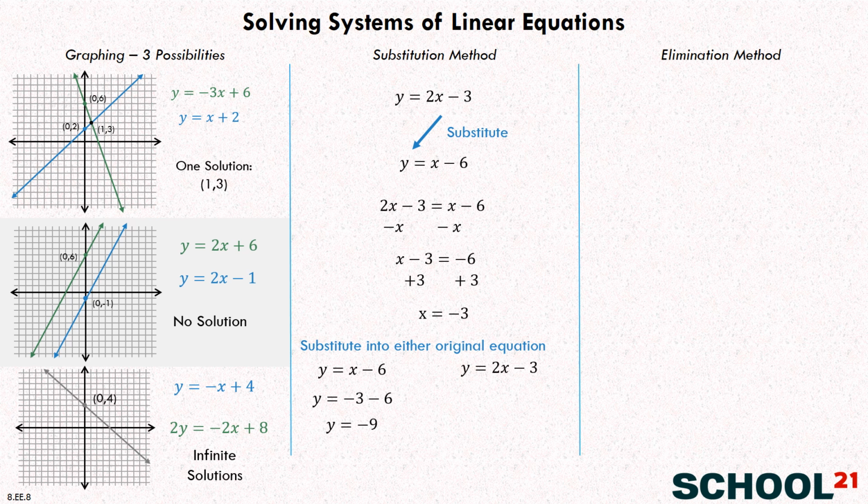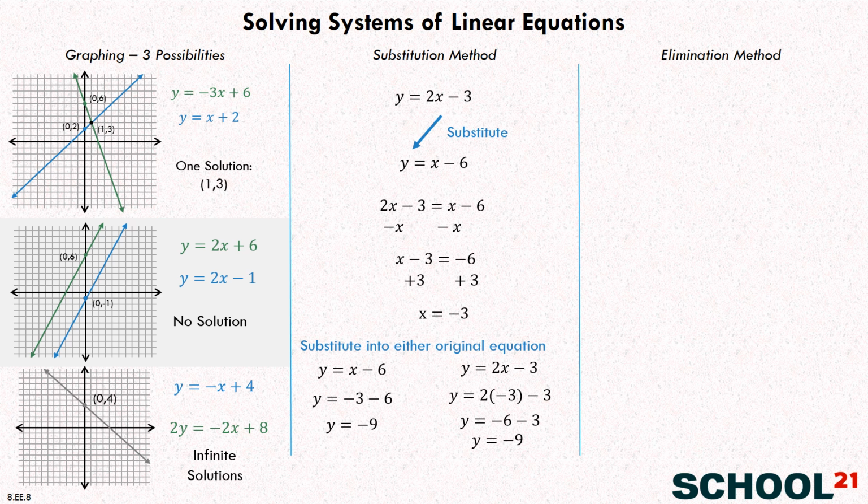Now we can put it into the other equation too. So the other equation is y equals 2x minus 3. Put that negative 3 in for x. So we have y equals 2 times negative 3 minus 3. That is y equals negative 6 minus 3. And that is y equals negative 9. So isn't that great? They both come with the same y value.